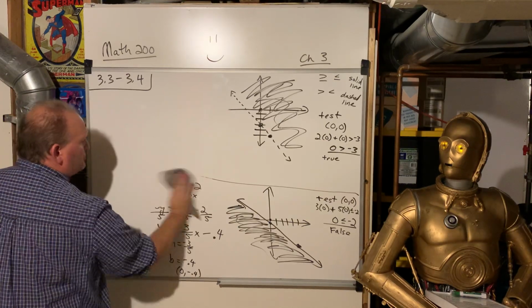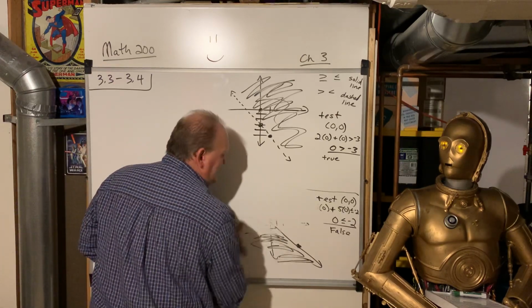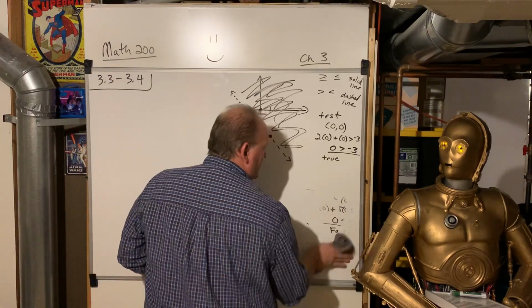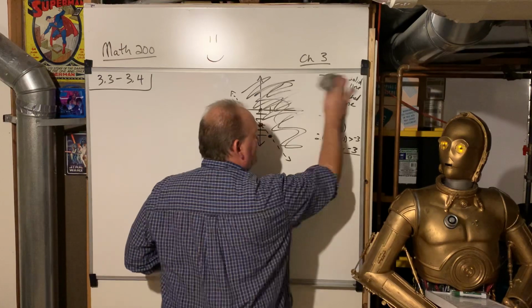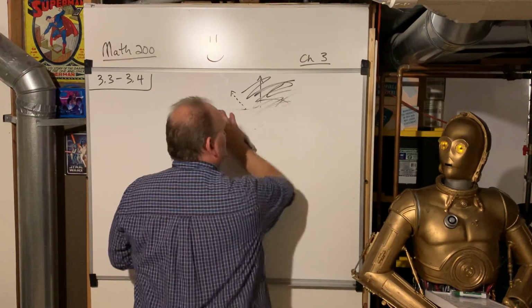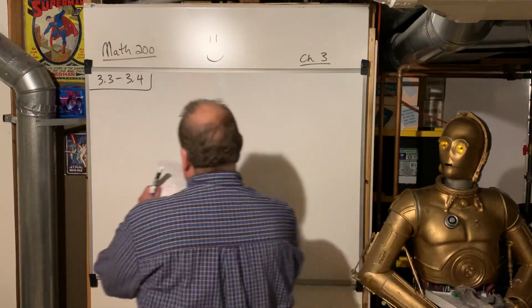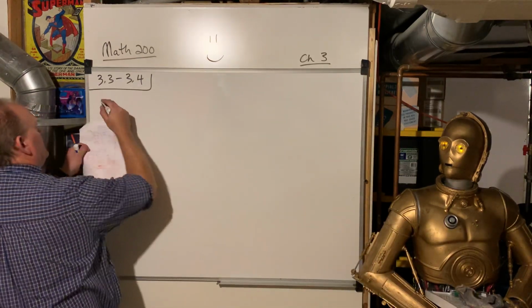If it does go through the origin and you can't use 0, 0, then just use 1, 0 or something easy. You don't want to necessarily use 10, 10 or negative 15, 30 or something silly. That makes it harder on yourself. Keep it simple, silly. All right, so let's look at 3.